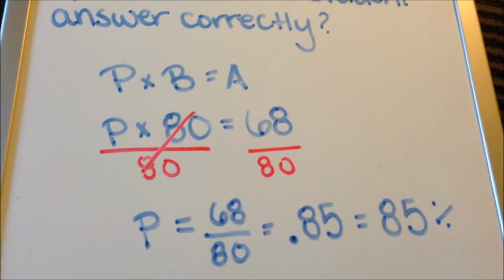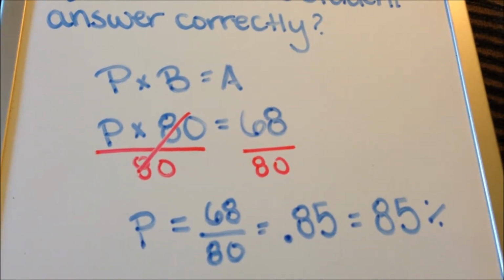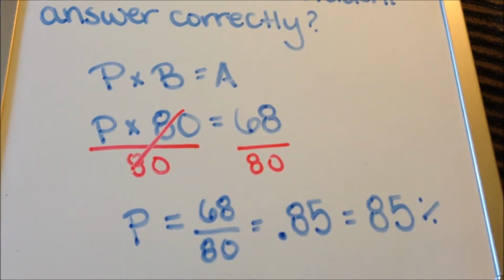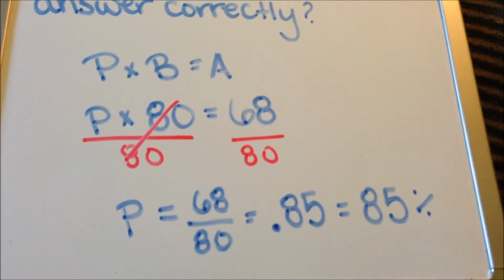Now we have P equals 68 divided by 80. If you type it into your calculator, you'll get 0.85, which is 85%. Make sure that if you're solving for P, that you write your final answer as a percent.